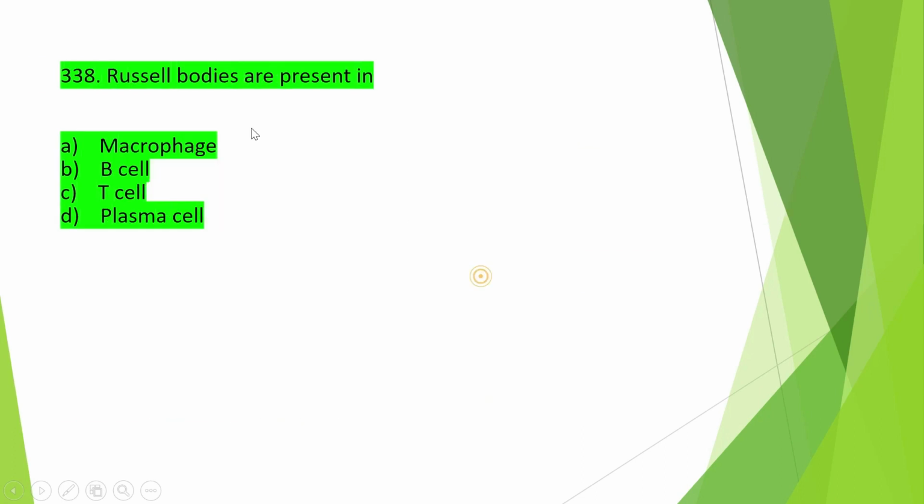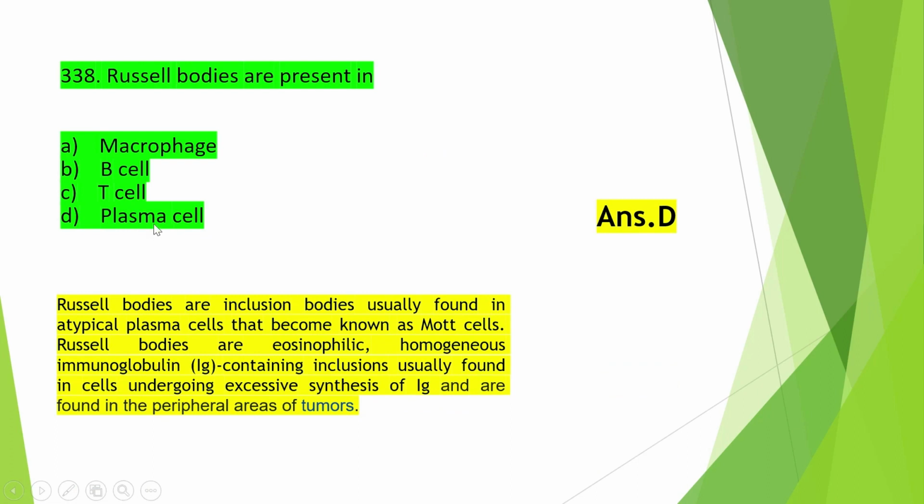Okay, so the next question is, Russell bodies are present in macrophage, B cell, T cell, or plasma cell, and the right answer is option D, that is plasma cells. So Russell bodies are present in plasma cells, and these Russell bodies are inclusion bodies as usually found in atypical plasma cells that become known as Mott cells. Russell bodies are eosinophilic, homogeneous immunoglobulin containing inclusions as usually found in cells undergoing excessive synthesis of immunoglobulin and are found in the peripheral areas of tumors.